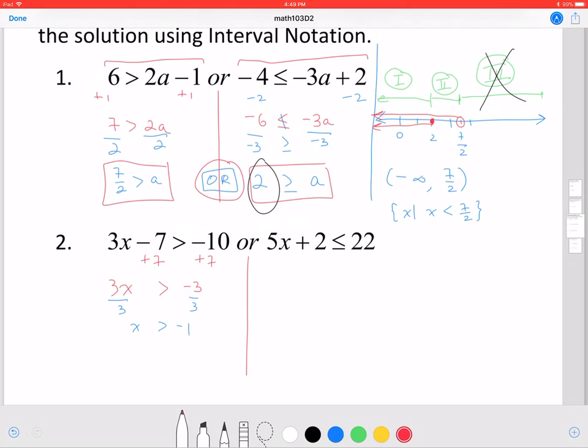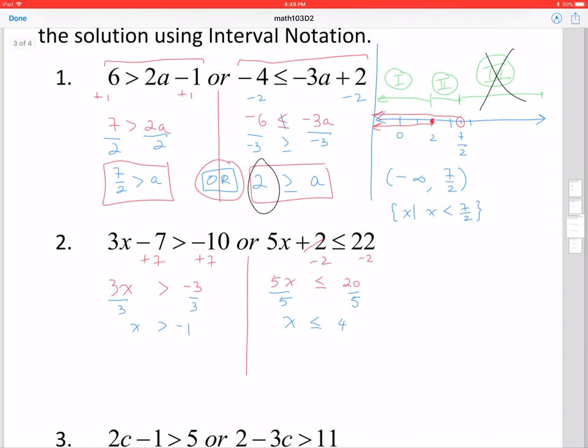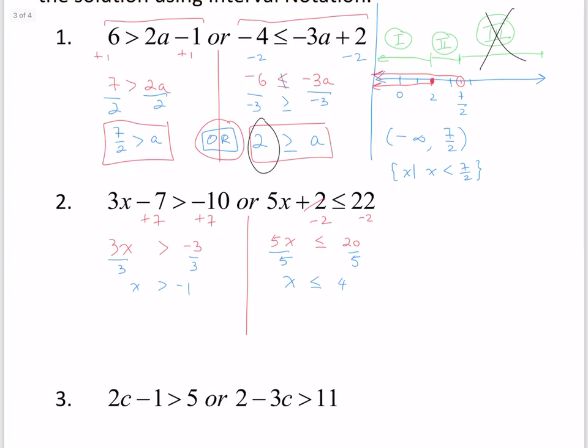And the second one, subtract 2. 5x is less than or equal to 20, divided by 5. We have x is less than or equal to 4. Okay, let's see how this looks. If you can see how the graph looks, that's good.